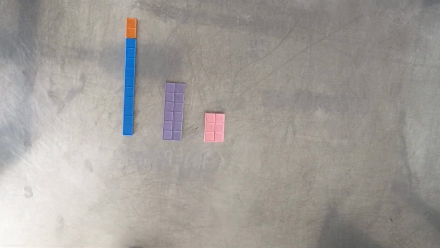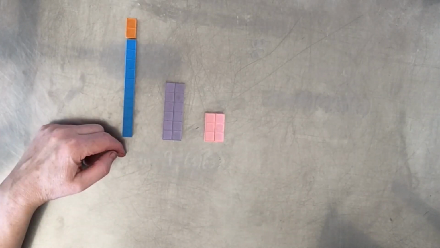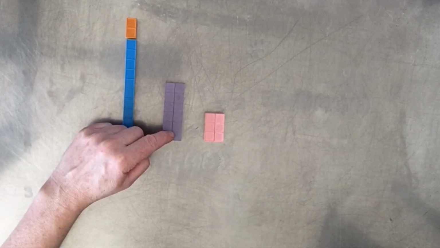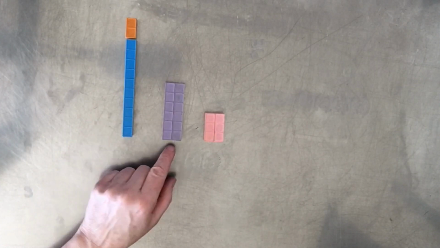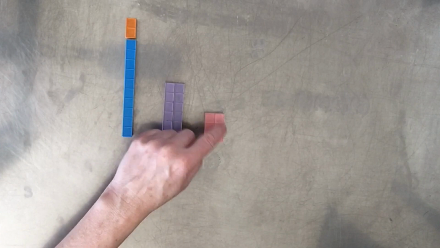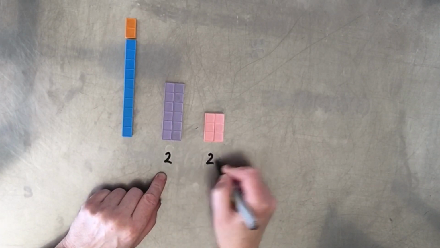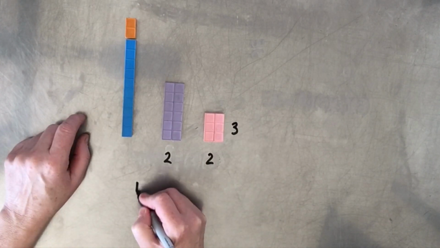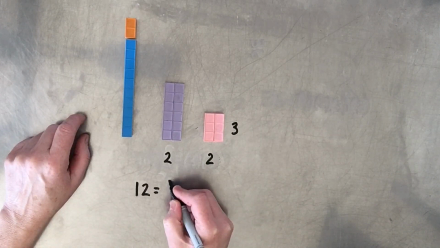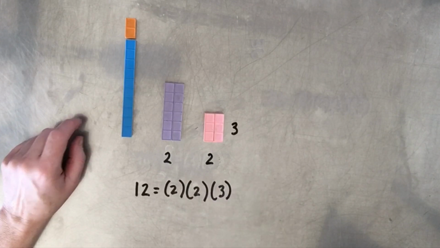We cannot reshape 3. So we don't include the 1, we don't include the 12, because 1 is not prime, and 12 can be reshaped this way. We include the 2. We don't include the 6 because 6 can be reshaped this way, and we include the 3. So our prime factors are 2, 2, and 3. So 12 prime factored is 2 times 2 times 3.